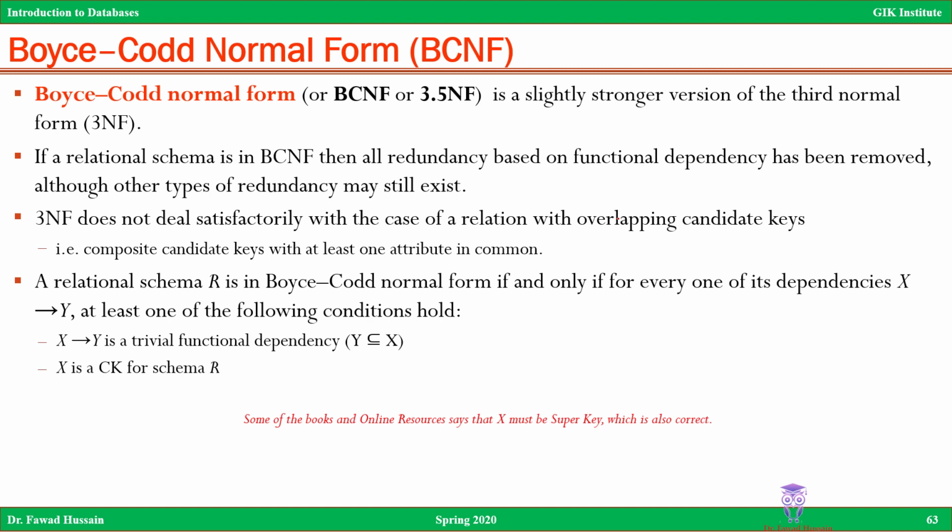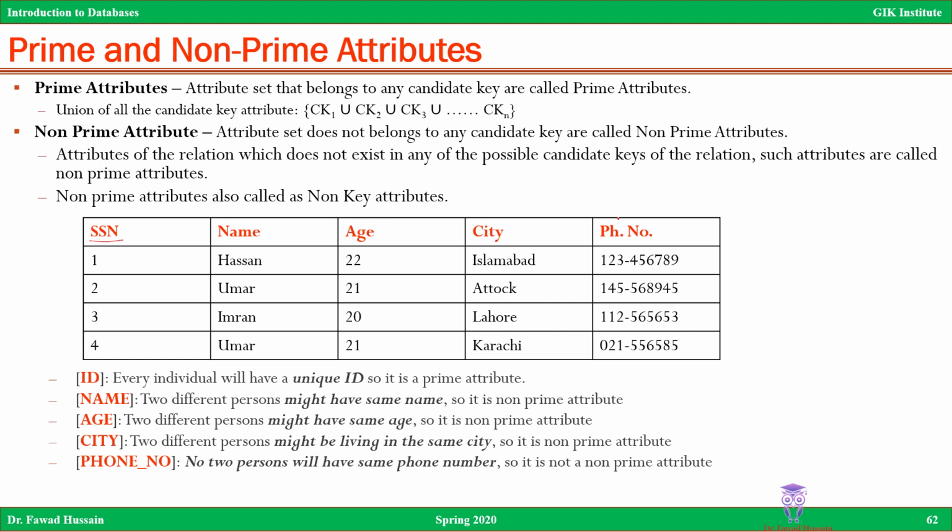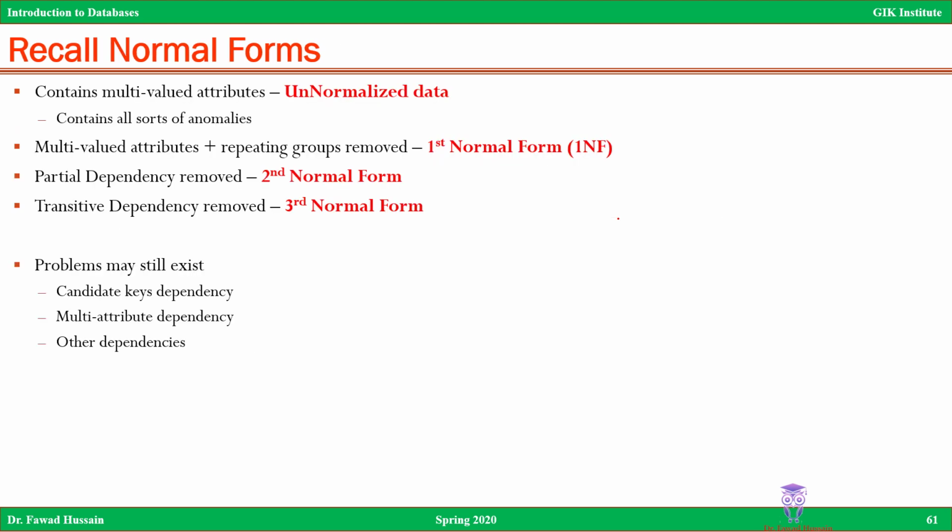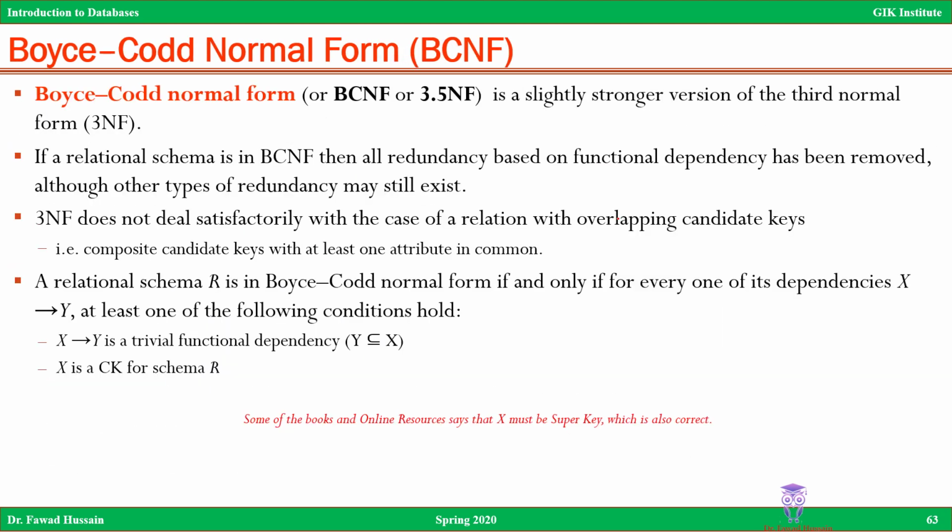Functional dependency, we have already done this, we dedicated an entire video to functional dependency. So if you have a functional dependency and that is causing any redundancy, then it has to be removed, although other types of redundancy may still exist. For instance, we mentioned the multi-attribute dependency, and also there are joint dependencies. We'll talk about that later.